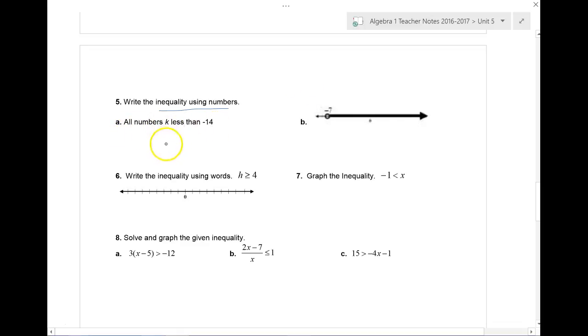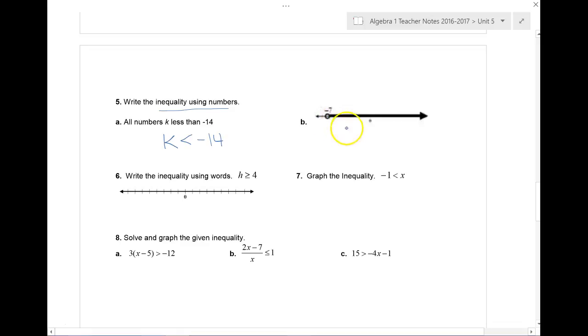So all numbers k, okay, so we write k less than negative 14. Well, the number is negative 14, less than k. The arrow would point to k because it's less, and it would open to negative 14 because it's greater. Okay.